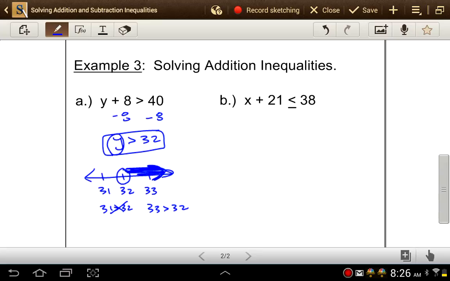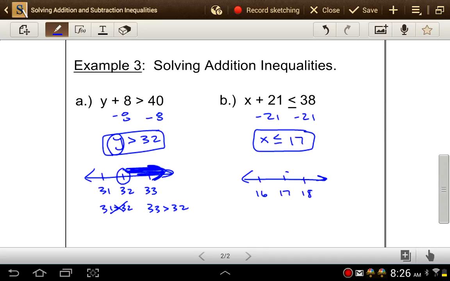All right, B. x plus 21 is less than or equal to 38. Subtract 21 from both sides. So that gives me x is less than or equal to 38 minus 21, which is 17. So I get x is less than or equal to 17. Now I'm going to graph it. Okay, I'm going to circle 17.